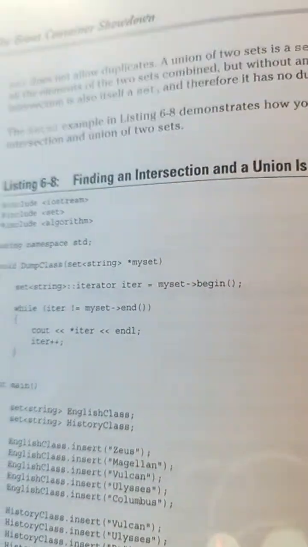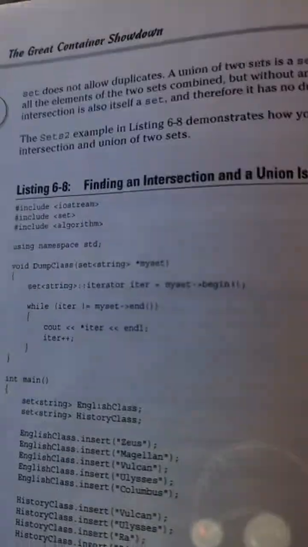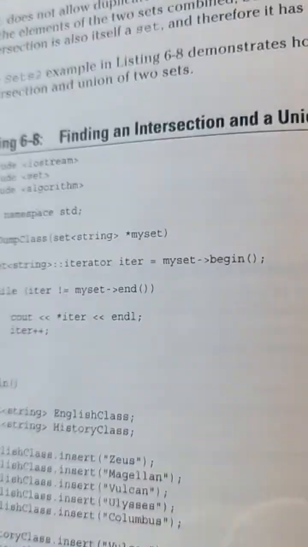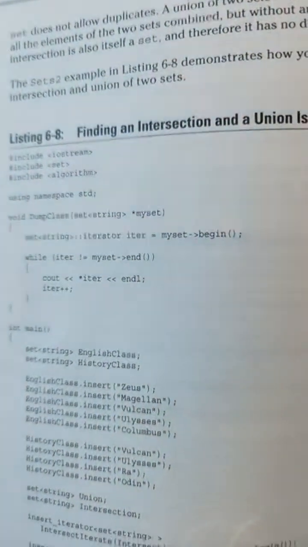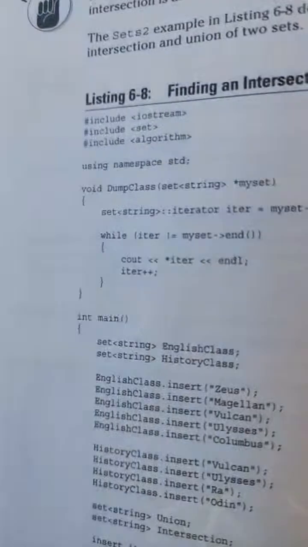The sets 2 example in Listing 6-8 demonstrates how you can find the intersection and union of two sets. Listing 6-8: finding an intersection and a union is easy. #include <iostream>.